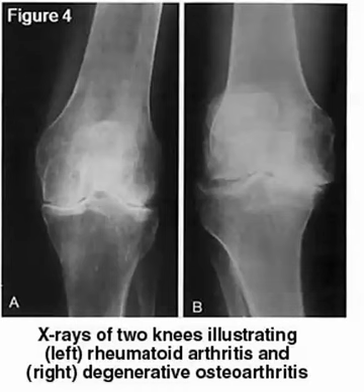DMARDs have become the most prescribed drugs for the treatment of RA because DMARDs slow progression of the disease while ameliorating pain and swelling. Unfortunately, there is a delay in the onset of the full effect of DMARDs of 2 to 6 months.